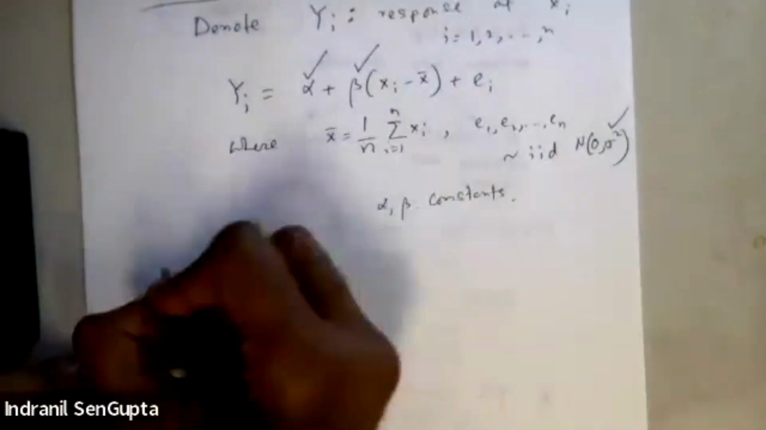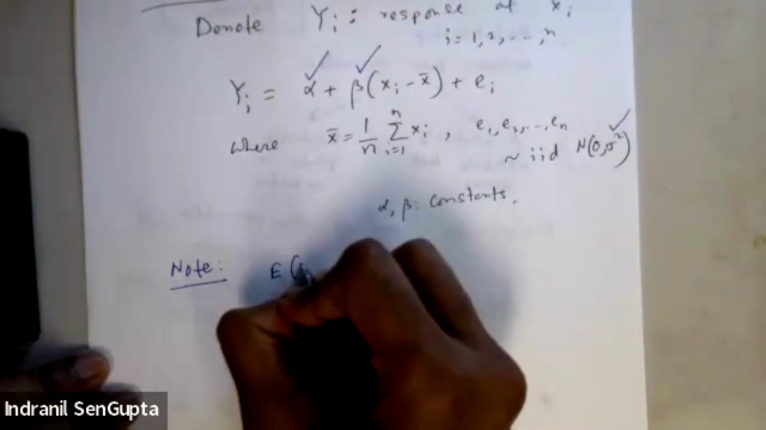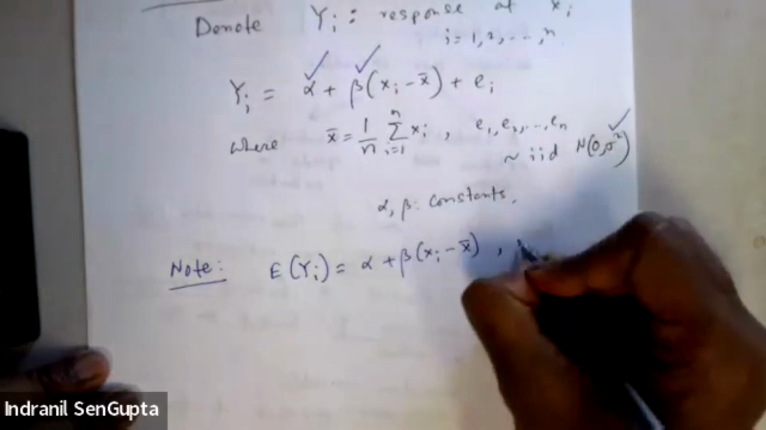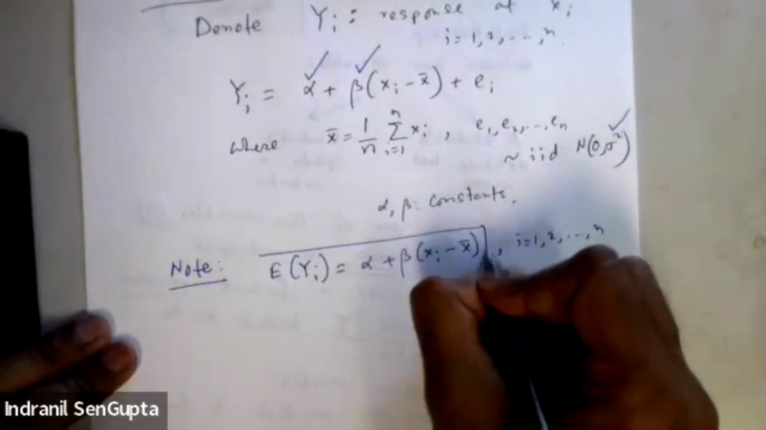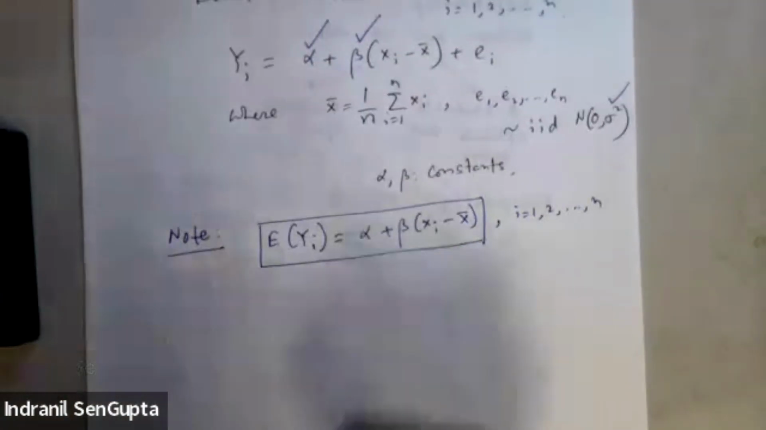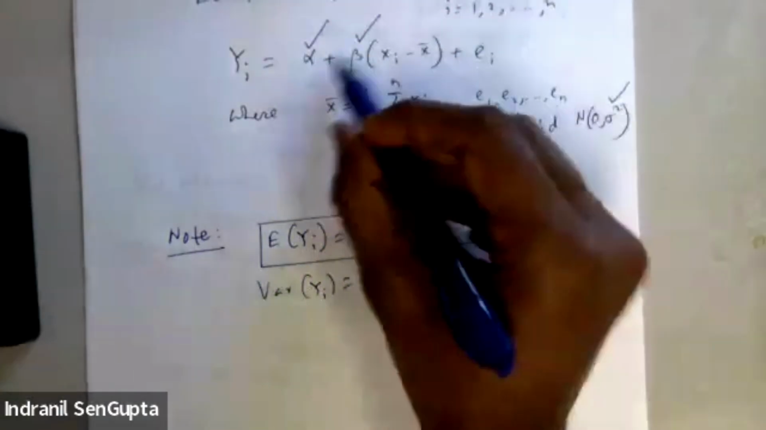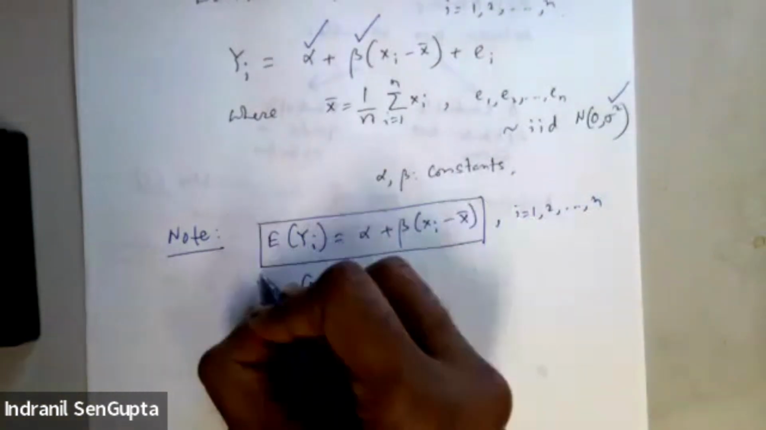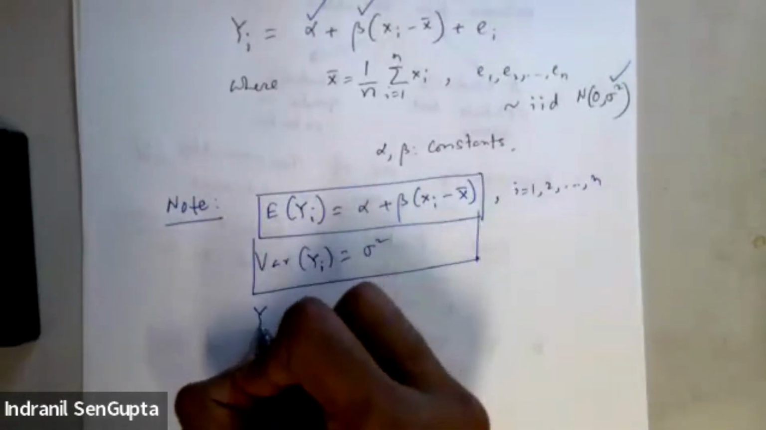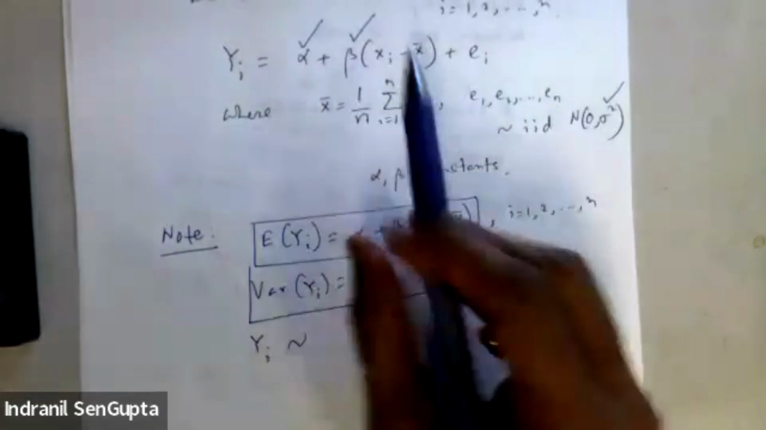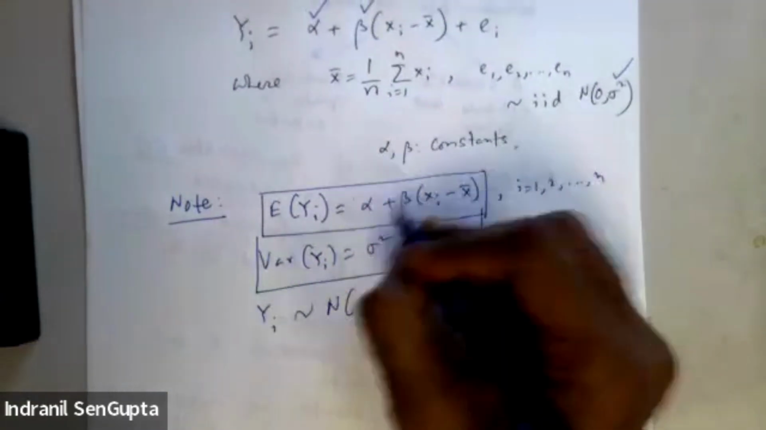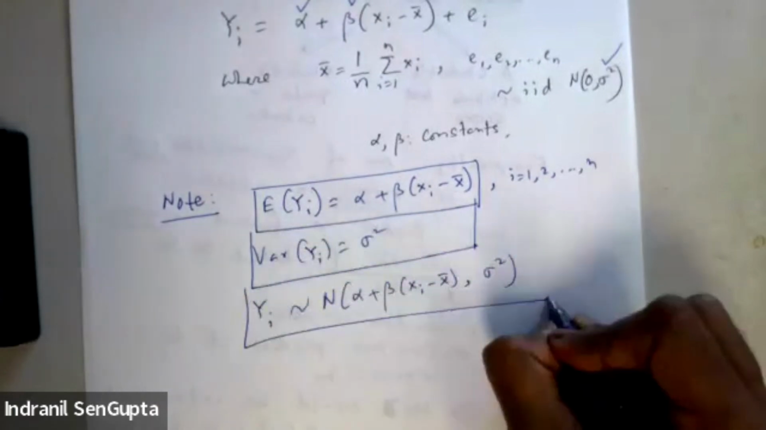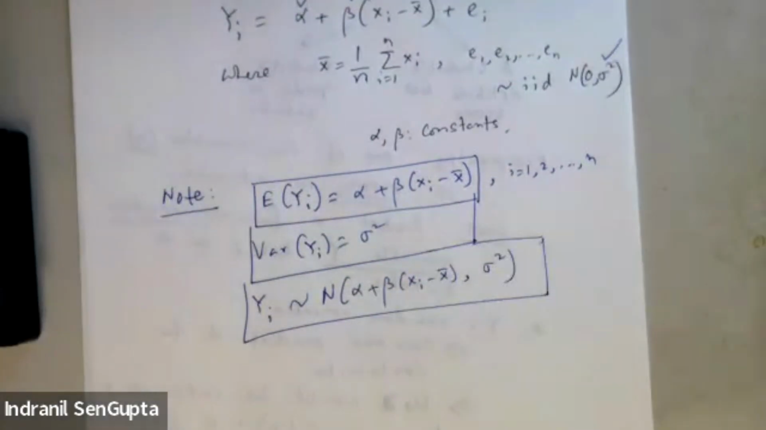Now please note, from here we can immediately conclude the following. What is E of Yi? All these are constants. It's alpha plus beta times (xi minus x bar). So that's the expected value of Yi. What about the variance of Yi? All these are numbers, so the only randomness is from ei, which has variance sigma squared. So this is going to be sigma squared. Also, Yi is a normal plus a constant, so it follows a normal distribution with mean alpha plus beta (xi minus x bar) and variance sigma squared. So these are the three observations that we first made.